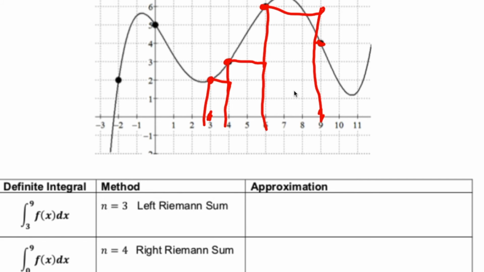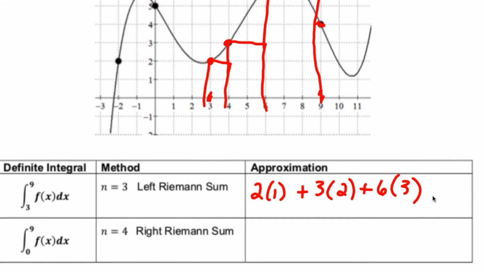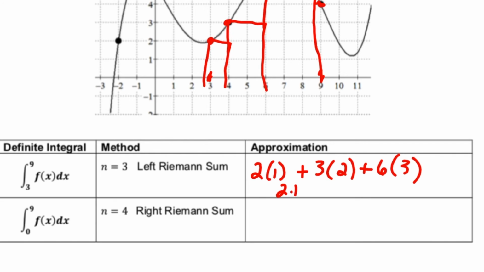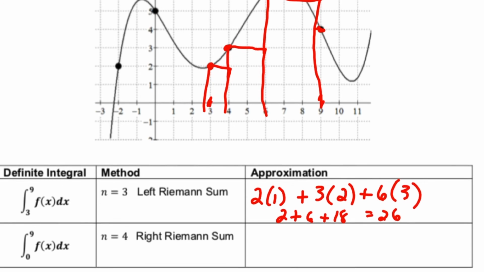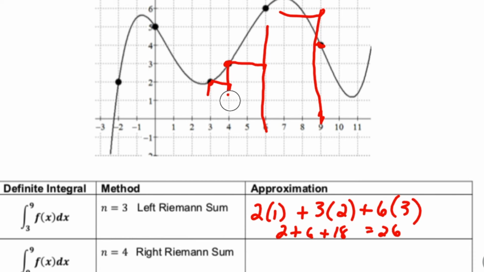So what does that look like? Well, the height is 2 times width is 1, plus the height is 3 on the next one. This one right here, the height is 3, width is 2. Plus the last one has a height of 6 and a width going 1, 2, 3. So that would be your approximation. And you could do that: 2 plus 6 plus 18 gives you 26.